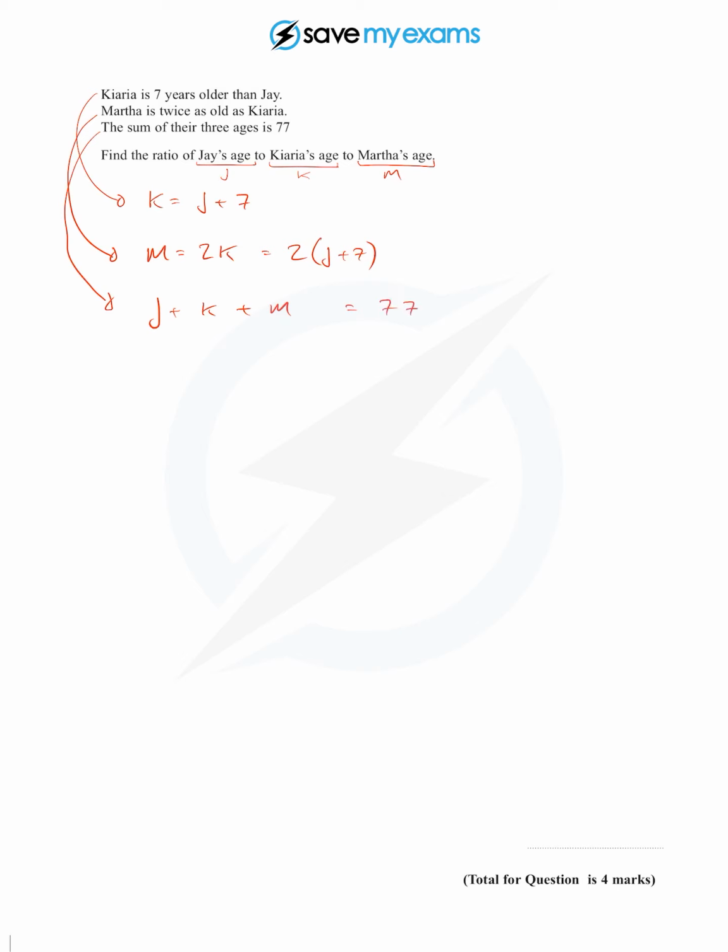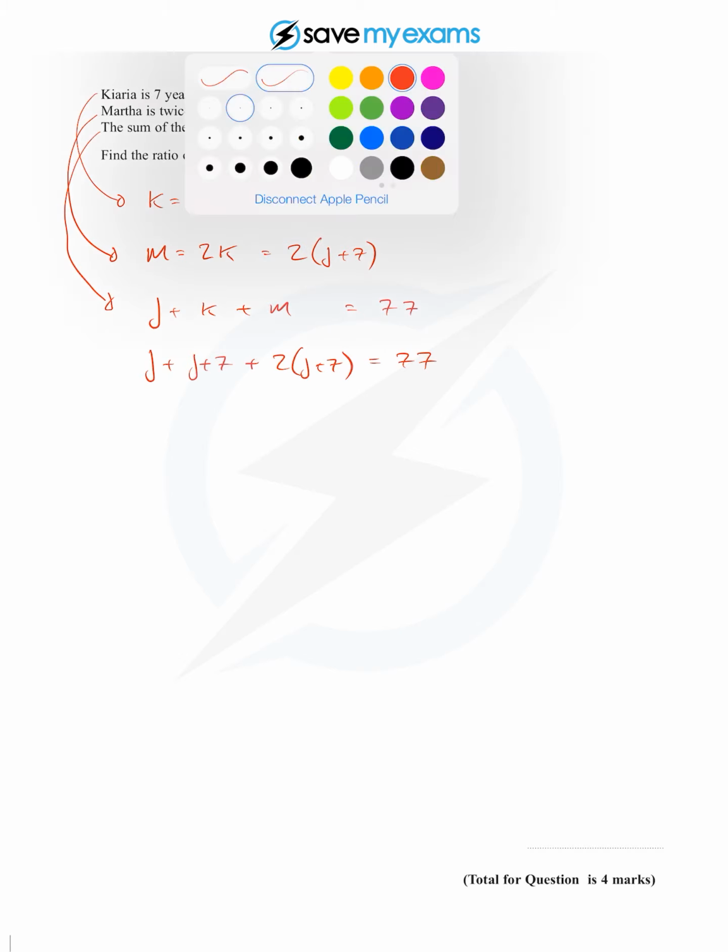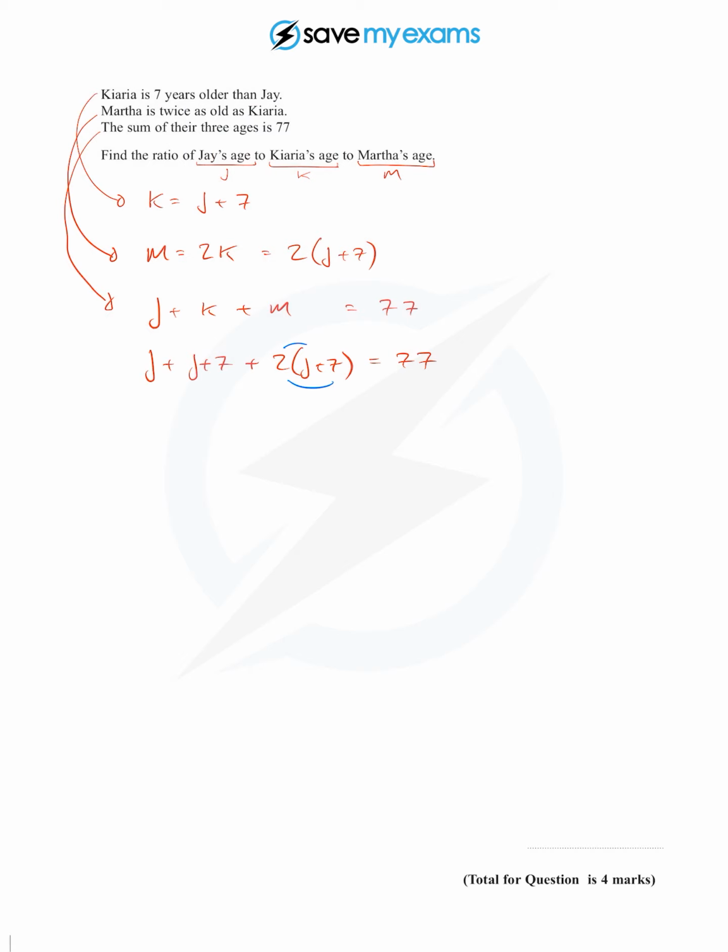Now we can express K and M in terms of J, and that will give us an equation in J. So, J plus 7 plus 2J plus 7 all adds up to give 77. And we just have to solve this equation. A little bit of multiplying out to do. 2 times J plus 7 is 2J plus 14. And before that, we've got J plus 7, and that's still equal to 77.